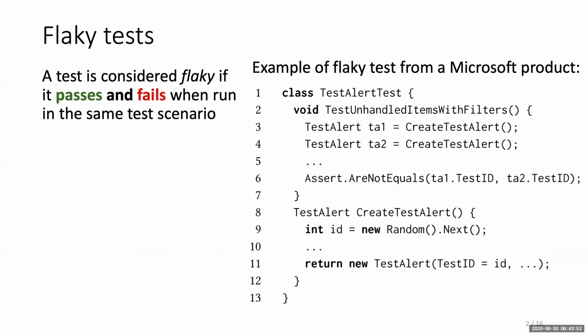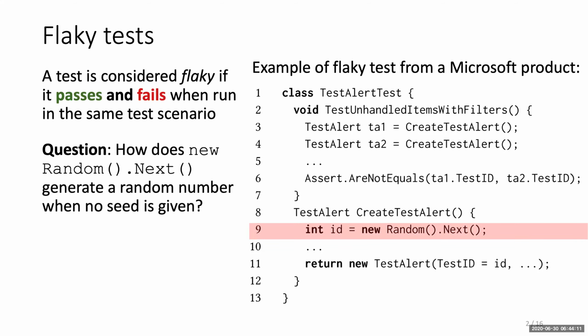So what is a flaky test? A flaky test is a test that passes and fails when it's run in the same test scenario. On the right-hand side of the slide, we have a simple example of a flaky test from a Microsoft product. In this case, the test is flaky largely because of this line, line number 9 here.